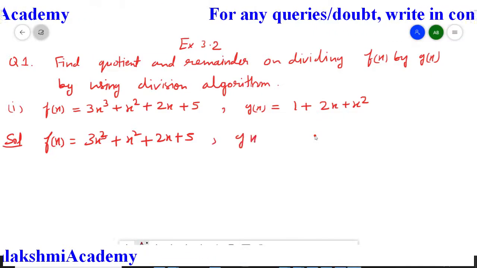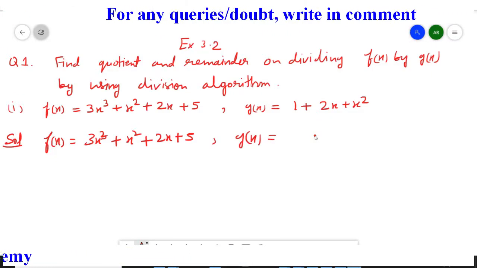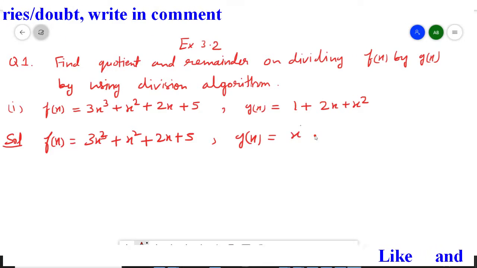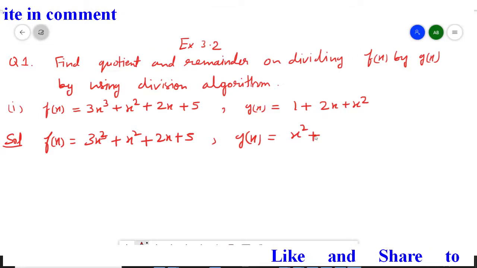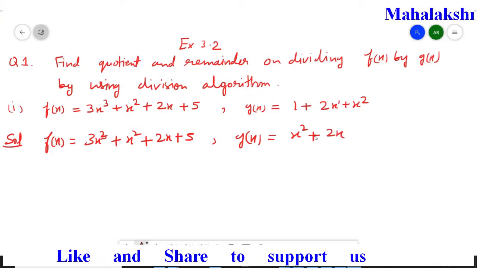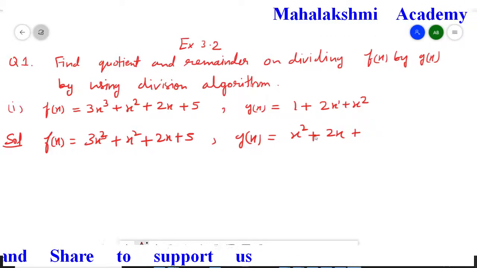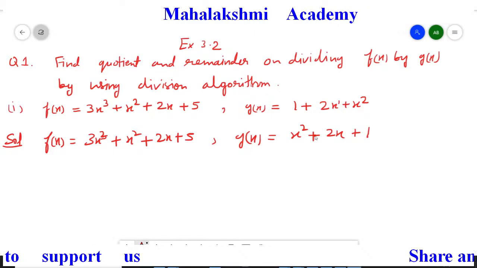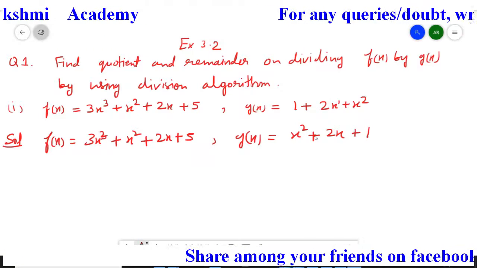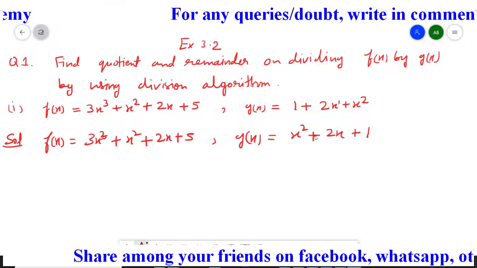But you just see in g(x), the highest power of the variable is x square, so we will write it in front, x square. After that, the x term, where no power is written means 1, so we will write 2x. Then in the last you have to write down the constant. So step 1 is you have to arrange the polynomial in descending order of the power of variables.